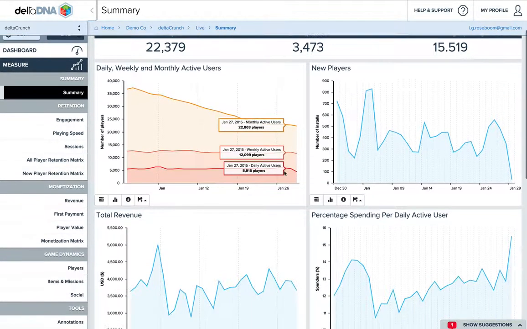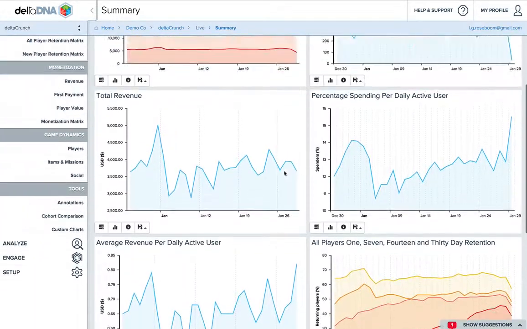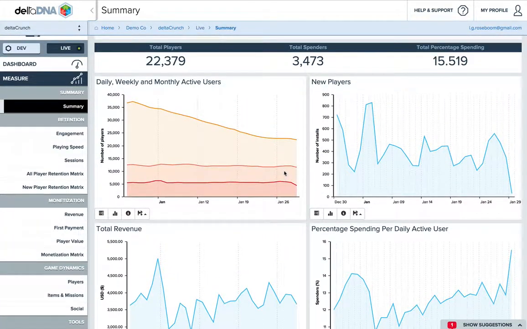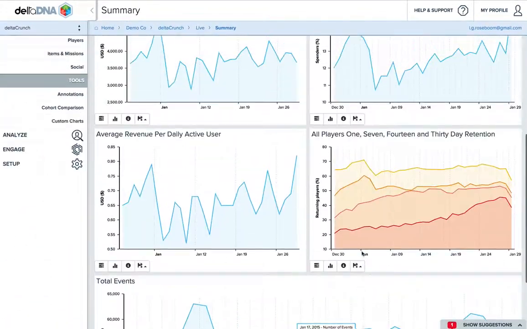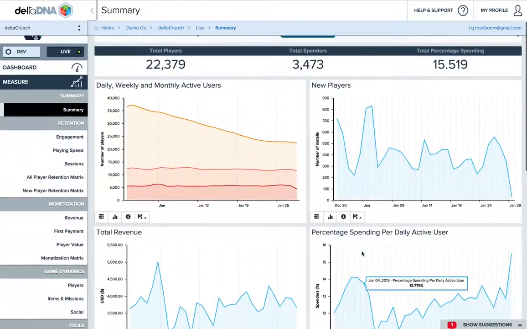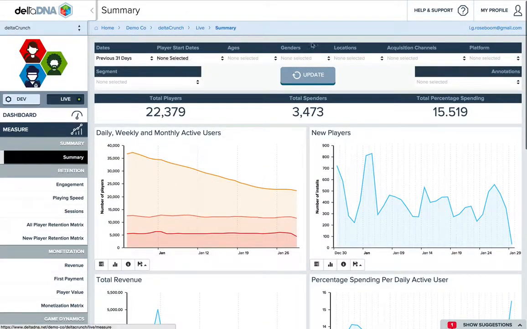I'm sure most of you have looked at these charts before. This is our hand-picked selection of the most important charts for you to look at. Things like active users and the number of new players. There are some revenue charts, and at the bottom is the number of events. At the top here, we have our filter bar. What this allows you to do is configure the charts to just show you things you might be interested in.